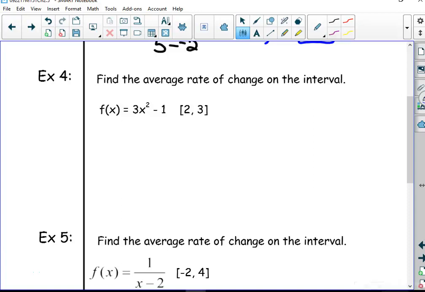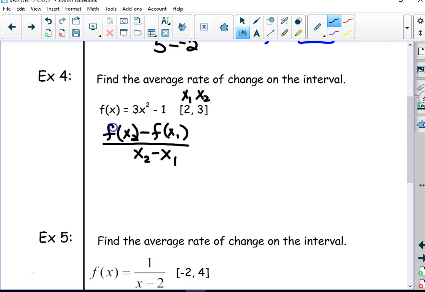So on to the second average rate of change formula, and I'm giving you a pretty wide variety of examples here. I want to make sure that when you run into them, you have an example to go by. So again, I'm going to start with f of x2 minus f of x1 all over x2 minus x1, and let's label my points.